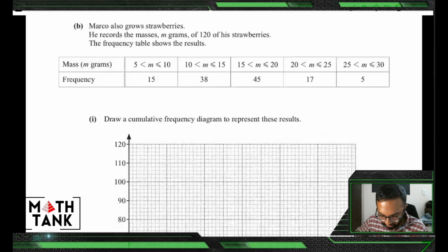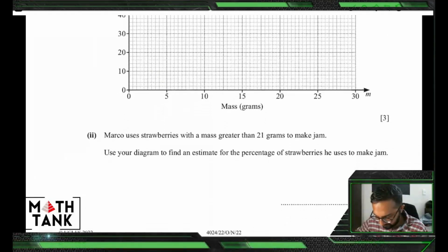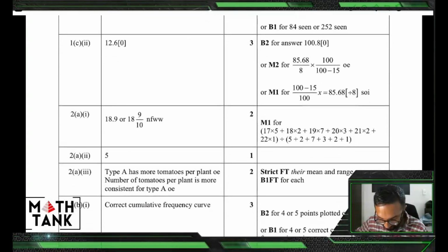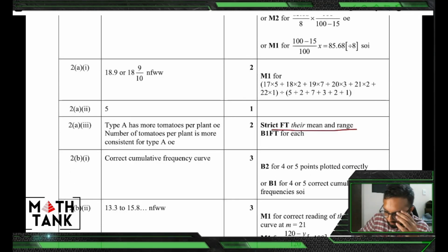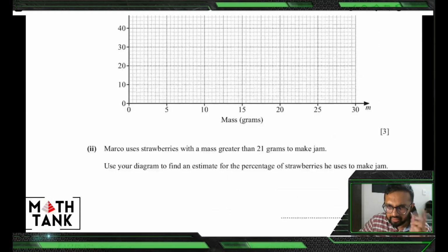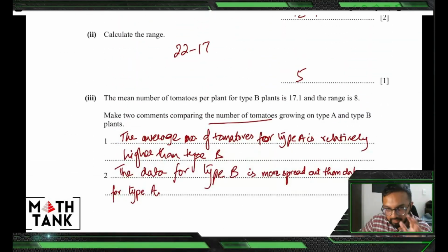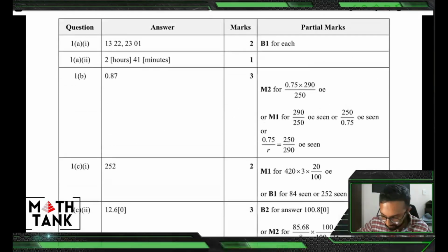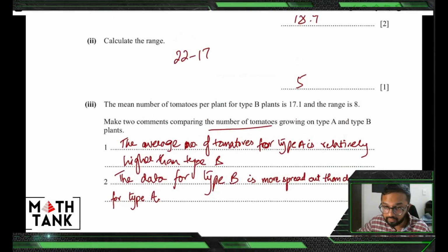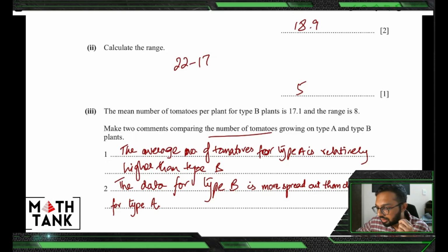Okay, let's check if those are the correct comments that you should have. Type A has more tomatoes per plant, that is based on mean. Follow through their mean and range. Number of tomatoes per plant is more consistent for type A or equivalent. Equivalent means the same. So the trend I've seen is that when you're comparing the range, the idea is to use the words consistency or spread of data. That's what I've used. Okay, type A has more tomatoes per plant. So I've written the average number of tomatoes per plant is more for type A, and that's the same thing.